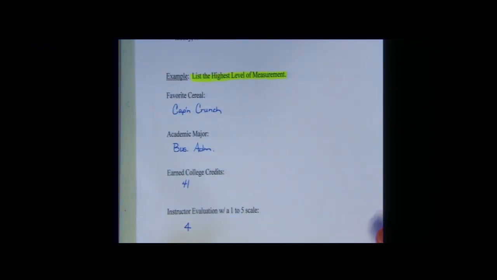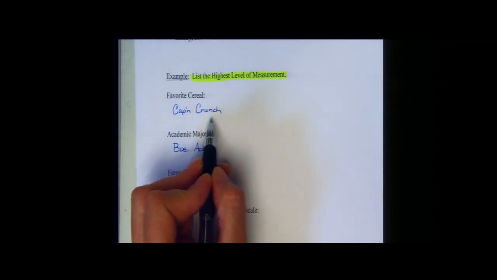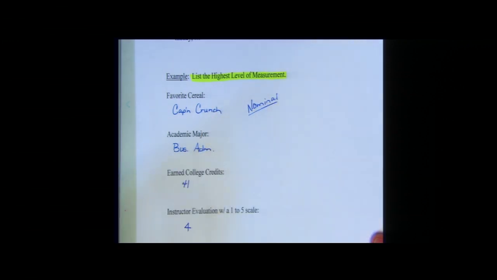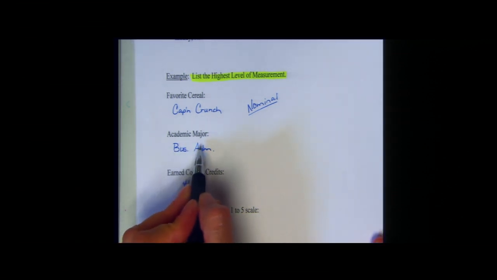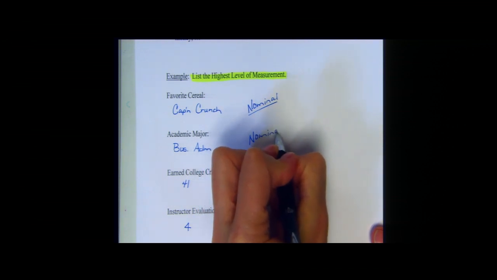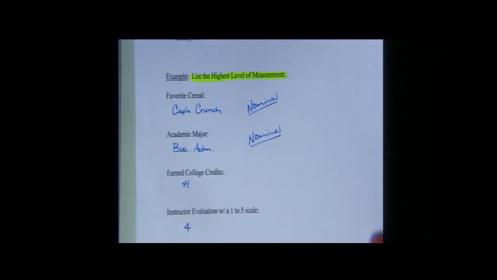Okay, so here are some examples. If you were gathering data, these are some possible responses you would get. So then what I would ask you is, what is the highest level of measurement? Are each of these nominal, ordinal, interval, or ratio? Well, Captain Crunch would be an example of nominal. It places them in a particular category. Your academic major would also be nominal. It places you in a category.